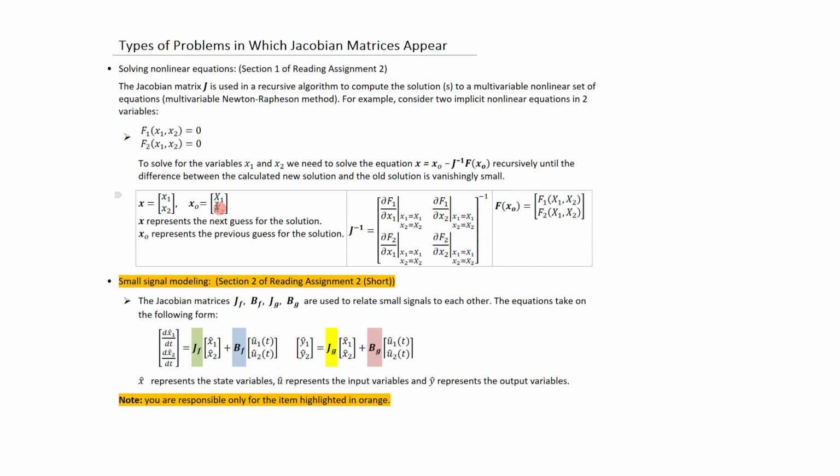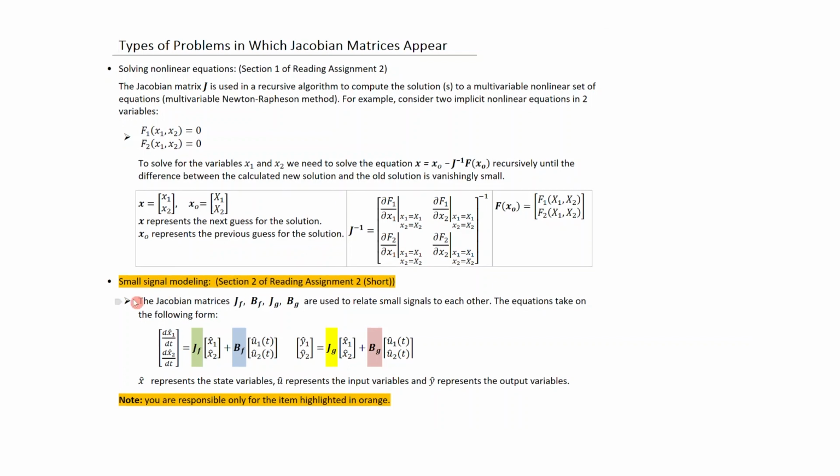And you keep doing this until the difference between what is calculated and what you started with in the first place becomes vanishingly small, at which point you would declare that you have found the solution to the two implicit equations. That is, you've determined the equivalent value of x1 and x2, given an uppercase X1 and X2 respectively. All right, so we're not going to be dealing with this, but this is an example of how the Jacobian matrix is used in solving nonlinear equations.